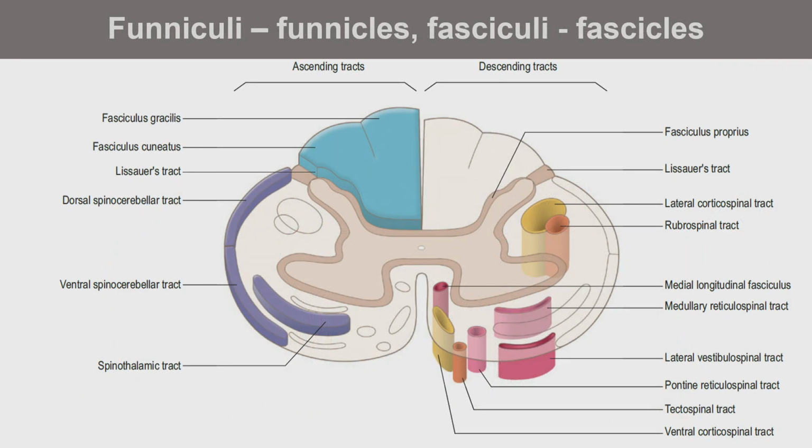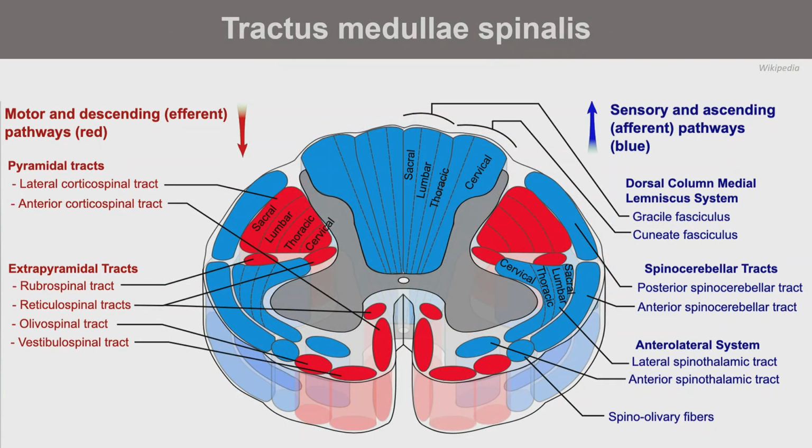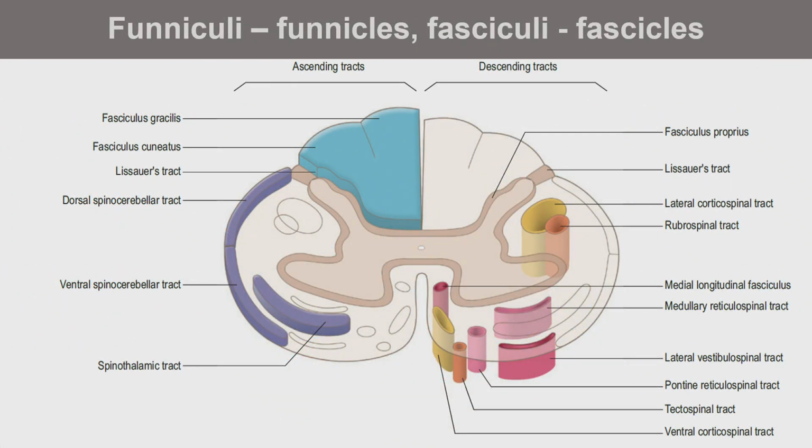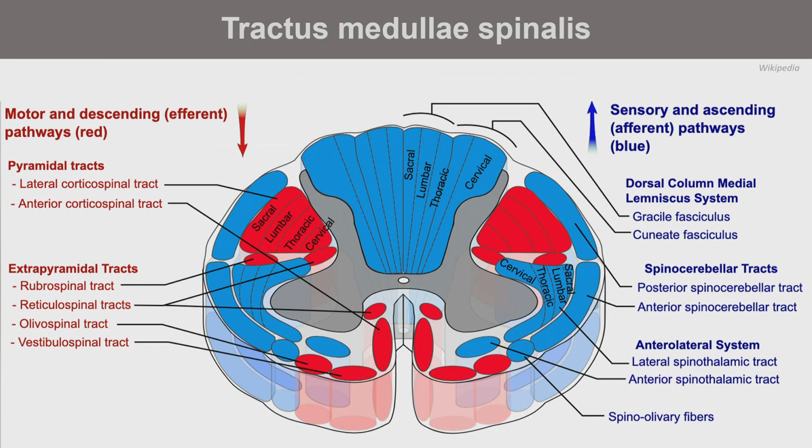So we are back in funiculi, fasciculi. This is a nice schema. You will read the names, and then we will repeat the names during other schemas. The previous one is from Gray's Anatomy, and this is from Wikipedia. It's not bad, but it's a little bit different.